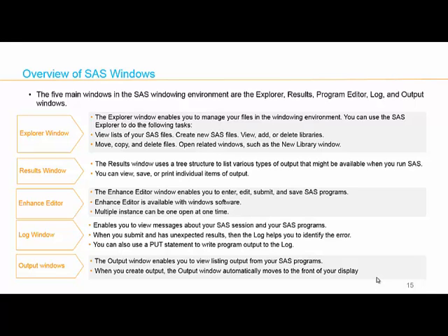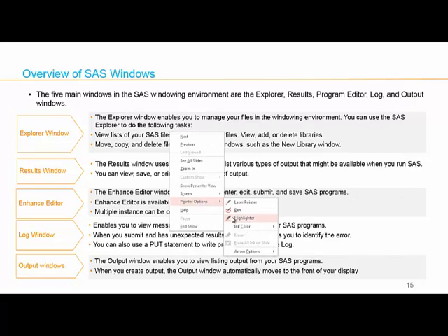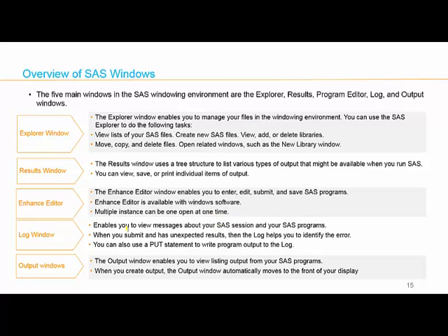SAS has a window called the Explorer. This Explorer window is used to manage all your SAS-related files or SAS-related objects in the SAS GUI. Next, the Results window is used to display the results you have produced. Enhanced Editor is used to write your program. The Log window is used to track whatever tasks you have done in your job. The Output window is used to deliver output in the SAS output file.